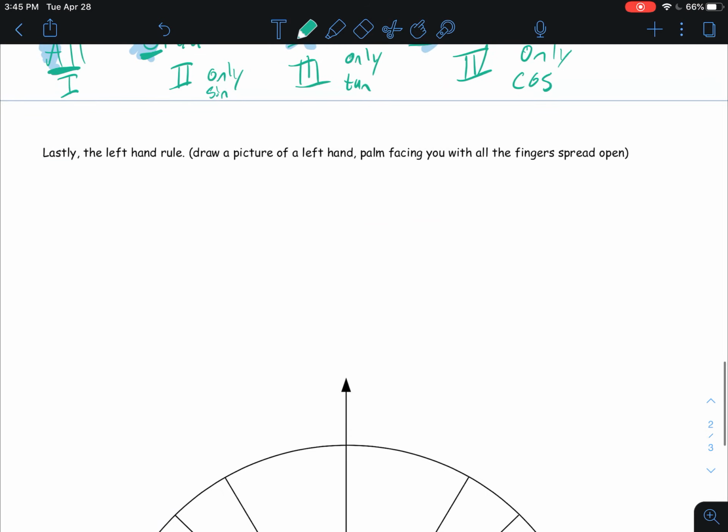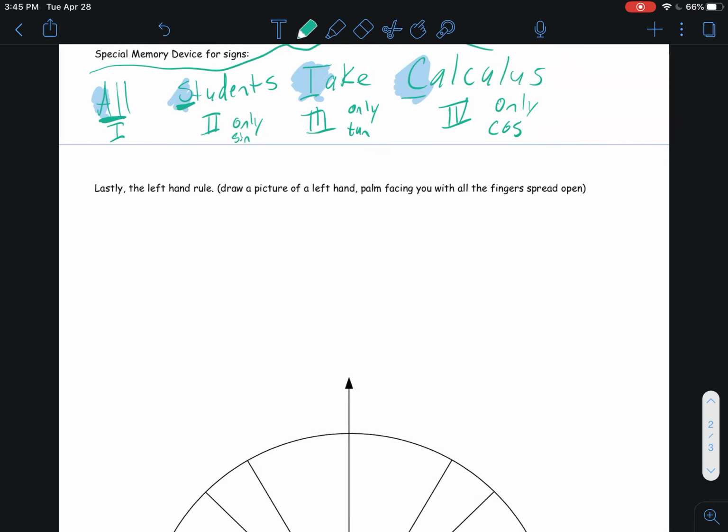As always, left hand rule, I'll have to videotape myself doing that so that you guys can actually see that.